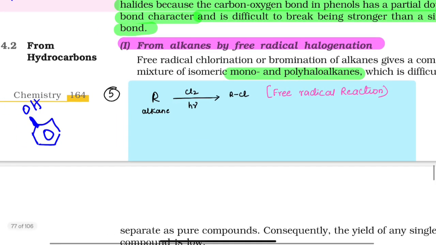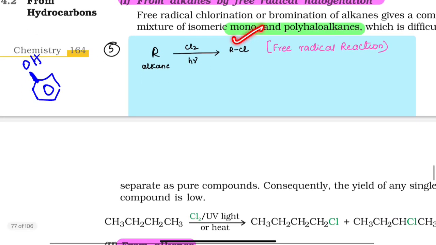Next is preparation from hydrocarbons, from alkanes by free radical halogenation. You take an alkane in the presence of chlorine and UV light. It is a free radical reaction. You can see hydrogen will be replaced with chlorine. So you can get monohaloalkanes or polyhaloalkanes. Mono means only one halogen is attached. Polyhaloalkane means more than one halogen can be attached to the alkyl group.